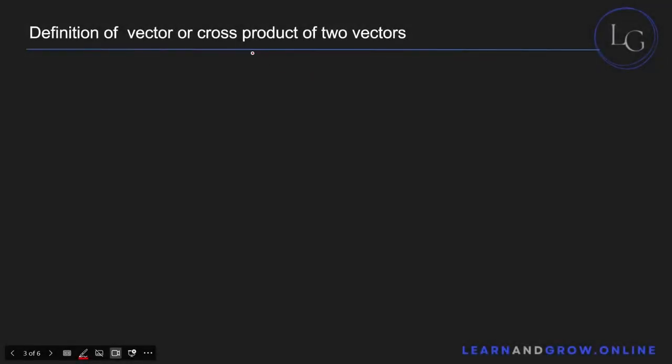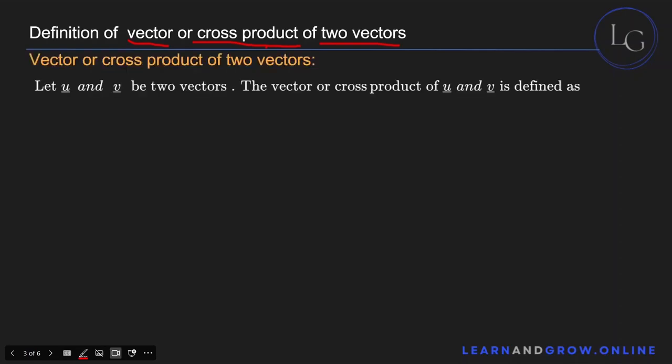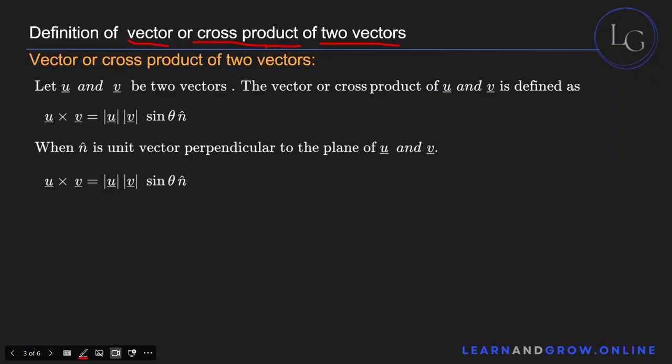Now let's discuss the definition of the cross product of two vectors, and we'll also discuss their properties and what parallel vectors are in this definition. So now let u and v be two vectors, and the cross product of the two vectors is basically the magnitude of u multiplied with the magnitude of v into sine theta into n. Now what is this n? n is a unit vector perpendicular to the plane of u and v.